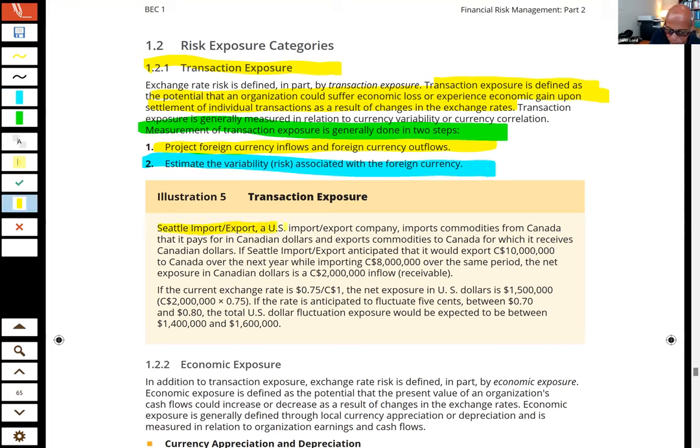We have Seattle Imports, a U.S. import export company, that imports commodities from Canada that it pays for in Canadian dollars and exports commodities to Canada for which it receives Canadian dollars. If Seattle Imports anticipated that it would export 10 million Canadian to Canada over the next year while importing 8 million over the same period, the net exposure in Canadian dollars is what? It is 2 million. Okay. So we're thinking we're going to have a 2 million receivable because we're going to export 10 while importing 8. So we have a net exposure of 2. Now that's step one.